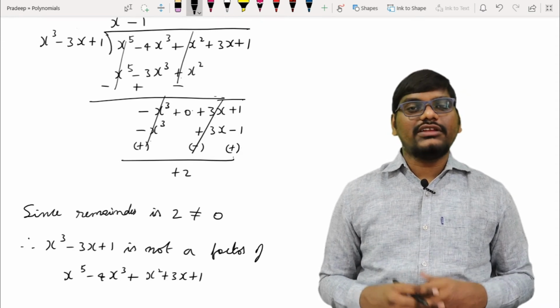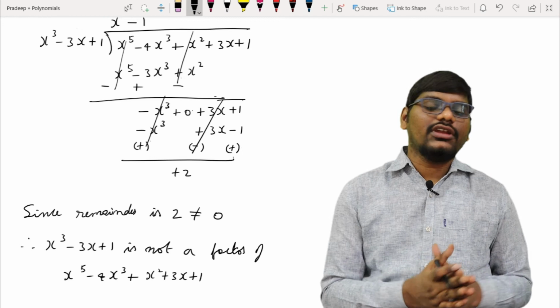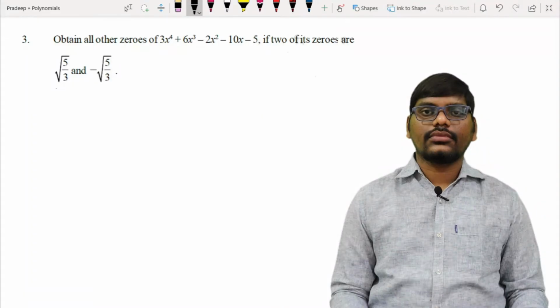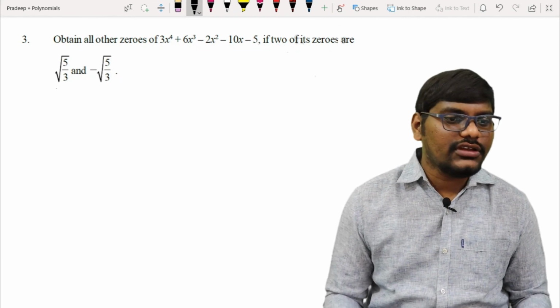We have solved 3 sub questions of the second question. Now we are going for the third question. Let's go forward. Let's go for the third question.